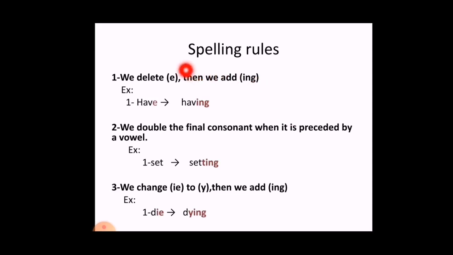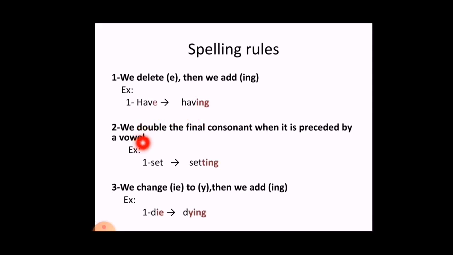Let's move to the spelling rules. We have here some rules for the spelling of the verb in the present continuous. Let's start with the first rule. We delete E, then we add ing. If the verb ends with E, what happens? We delete E, then we add ing. Look at this example. Have. This verb ends with E. When we add ing, you have to delete E, then we add ing: having.